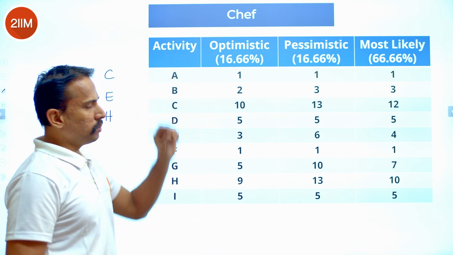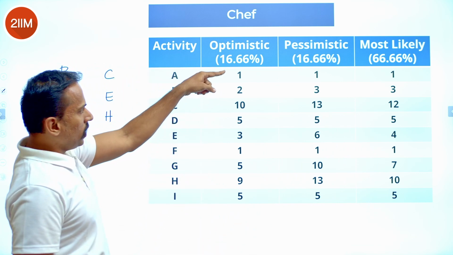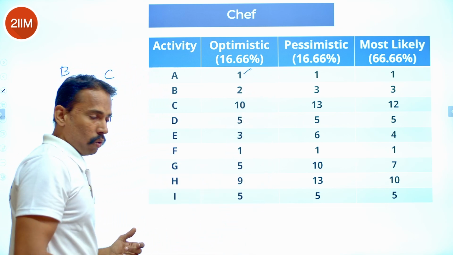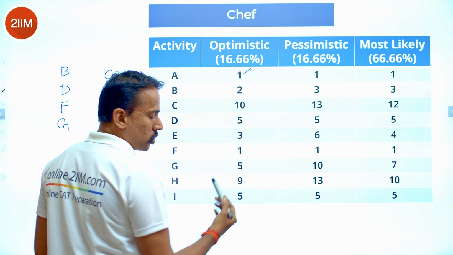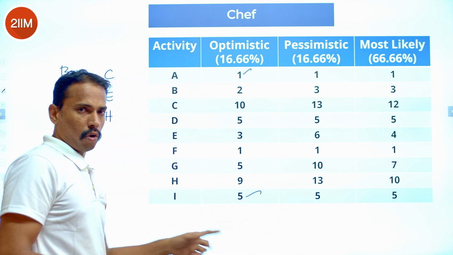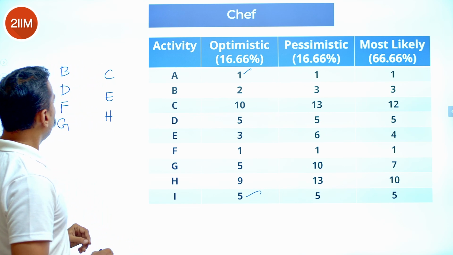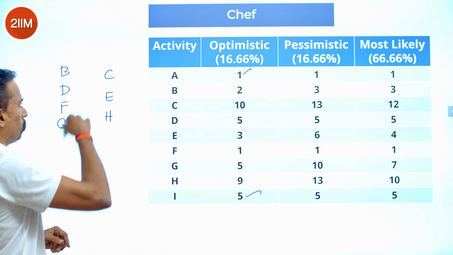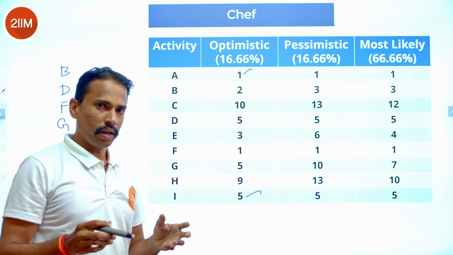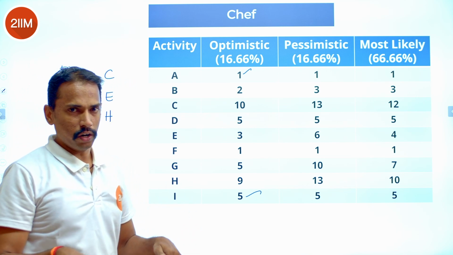First one, optimistic case. A's time taken is 1 minute, and that should be taken into account. Also the time taken for I to finish this activity is going to be 5 minutes. This should also be taken into account. Now I need to find out the total time of this plus this and this, and whichever is the longest, the maximum time, I should take into calculation.